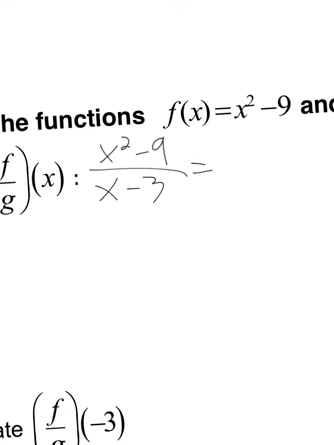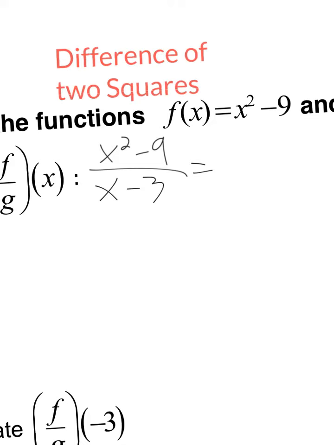We've been doing this all year long. That's a difference of squares. A difference of two squares, I should say. So remember, the pattern for a difference of two squares is that it's going to be, take the square root of each term. So x plus 3 and x minus 3 is the pattern. Alright?